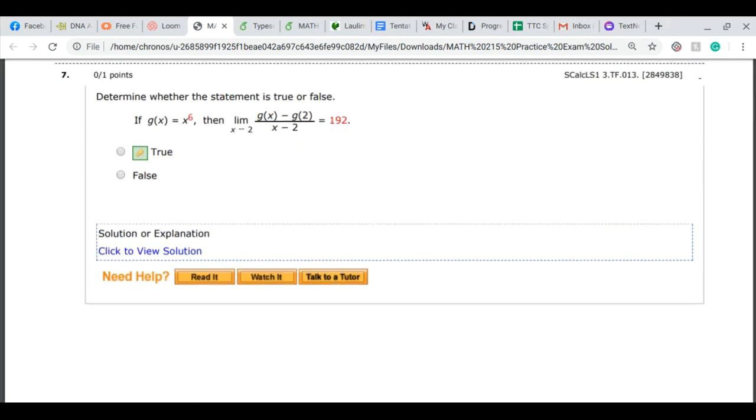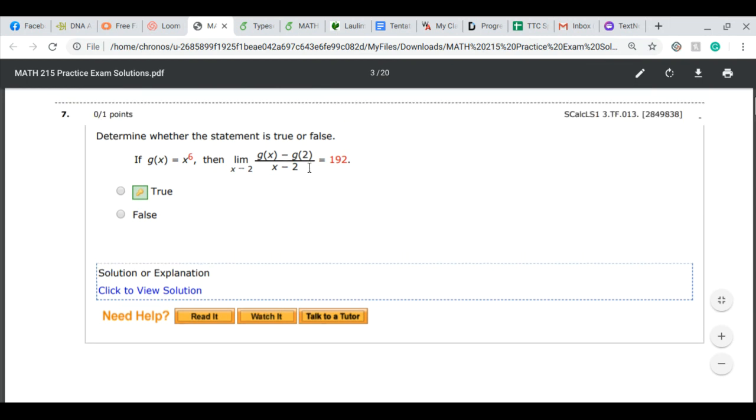Determine whether a statement is true or false. If g is x to the 6, then the limit of g of x minus g of 2 over x minus 2 is 192. This is true. Recall this limit is the limit of the difference quotient, so its value is going to be the derivative of g evaluated at x equal to 2.